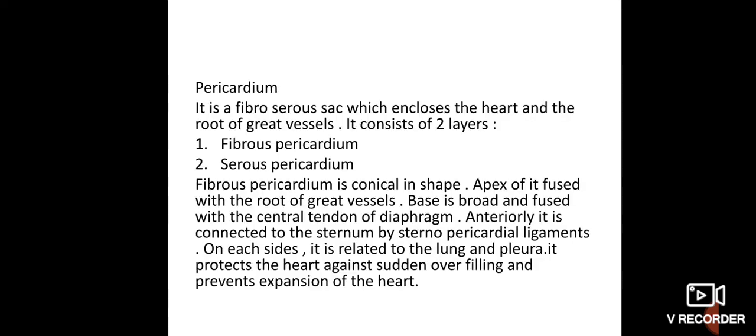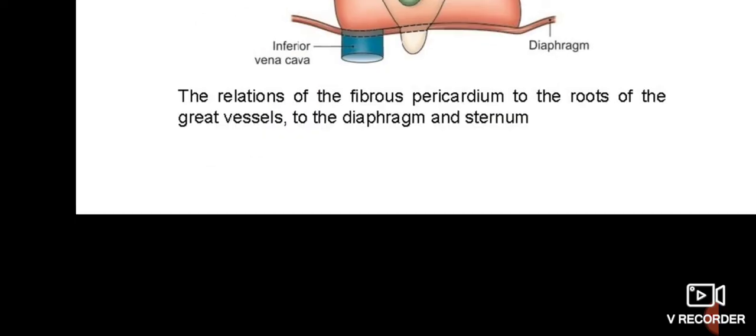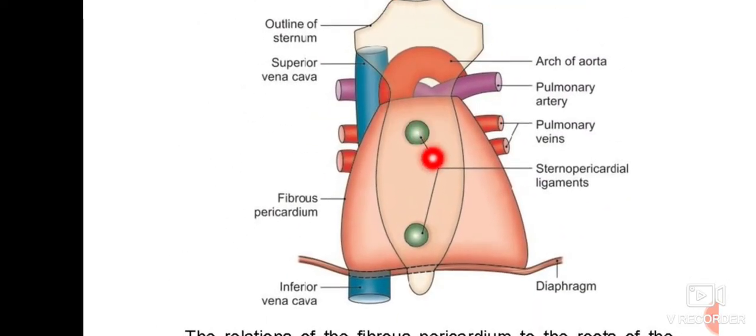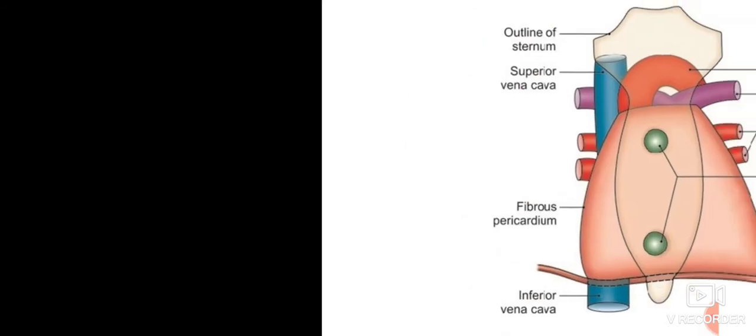Now anteriorly, this fibrous pericardium is connected to the sternum. In this picture you can see a sternum here, and inside the sternum you can see the heart with the pericardium. The pericardium and the sternum are connected by sternopericardial ligaments, which are present in the upper part as well as the lower part. These are the two sternopericardial ligaments that simply connect the anterior surface of the fibrous pericardium with the sternum.